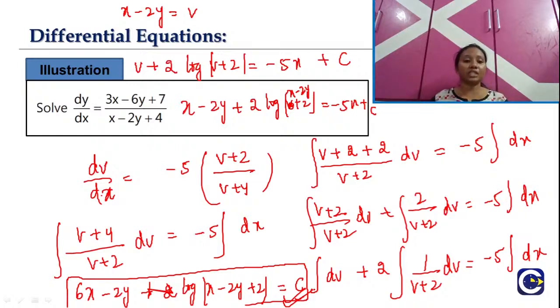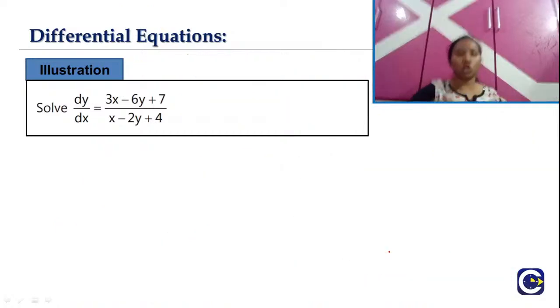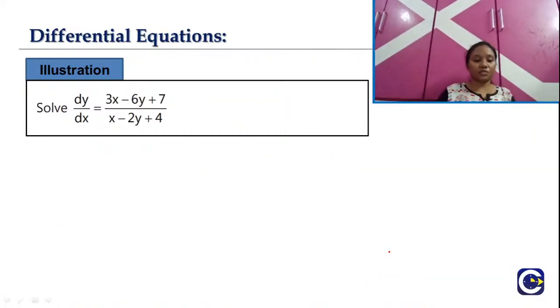From that format we have to bring it into a homogeneous format. Once we bring that to the homogeneous format, we have to follow the steps involved according to the homogeneous method, substitute y equal to vx and all that, and then find the solution, and that solution will be in terms of v. Again we have to replace the v with y by x. So let's just recall those steps and then we'll wind up our session here.